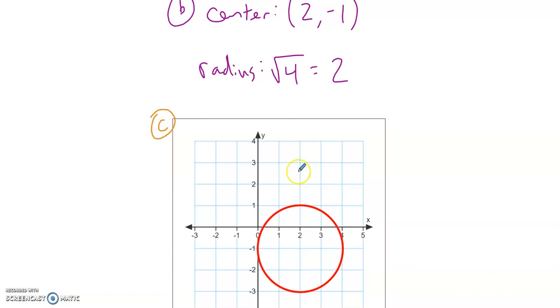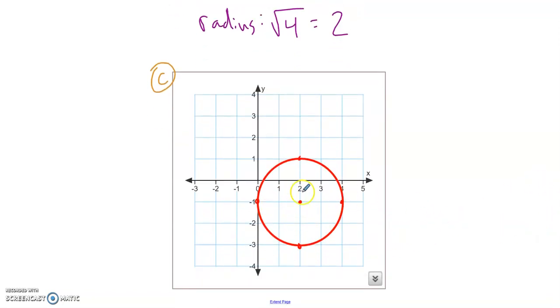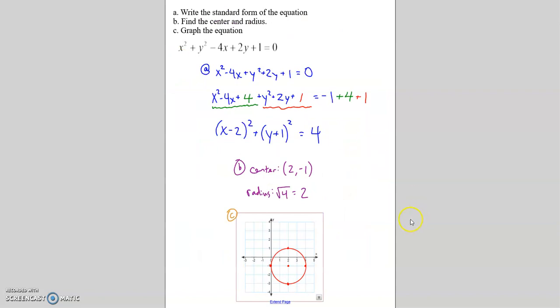So basically, there's my center at 2, -1, and then I move 2 units that way, 2 units that way, 2 units that way, 2 units that way. I go 2 units in every direction away from that center, and then I draw a circle through those 4 points, and there is my graph of this circle.